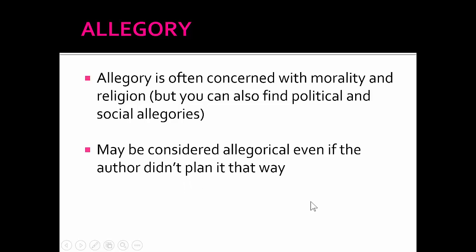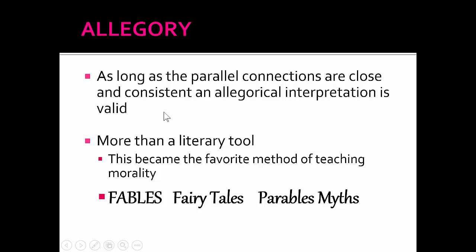It may be considered allegorical even if the author didn't plan it that way. There are some allegory stories where the author's like, oh, I didn't think it was an allegory. I didn't make it allegorical, but yet it is. So supposedly some of them were by accident. People assigned the allegory later. As long as the parallel connections are close and consistent, you can say it was an allegory. Obviously, the main character can't all of a sudden go from a good thing into a bad thing and you say it's an allegory.